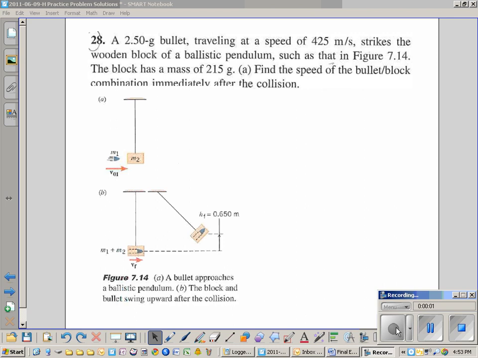Not going to have to do a problem like this, but these are great problems because they combine both conservation of momentum and conservation of energy. It's a very AP-like problem. Those of you that are taking AP might be interested in this sort of problem.